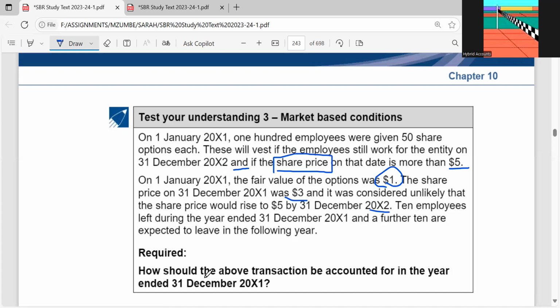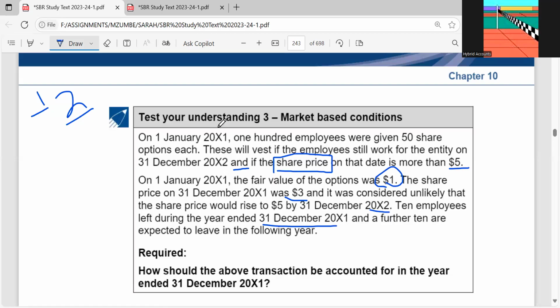Required now, how should the above transaction be accounted for in the year ended 31st December 2021? So we have year 1 and year 2, but the question only requires us to show the impact in year 1, right? So we go on recognizing an expense as usual. How do we do that? First of all, you should know the number of employees who would still be with the entity after the end of year 1. You are told here that 10 employees left during the first year, right? And a further 10 are expected to leave in the following year. So you already have information for all the years, right? 10 in year 1, expected 10 in year 2, a total of 20.